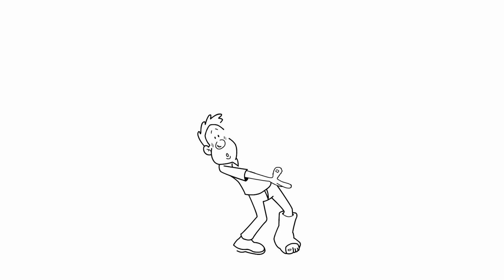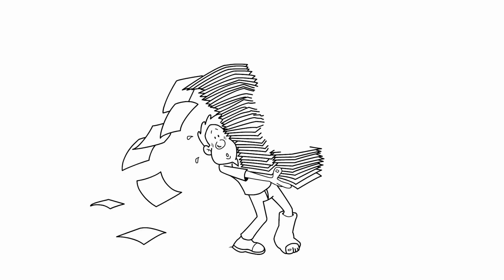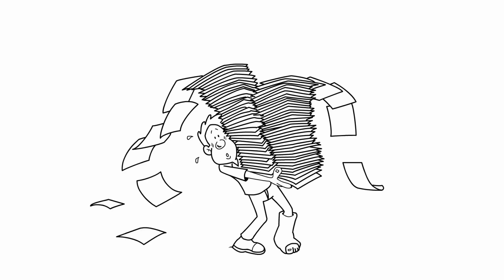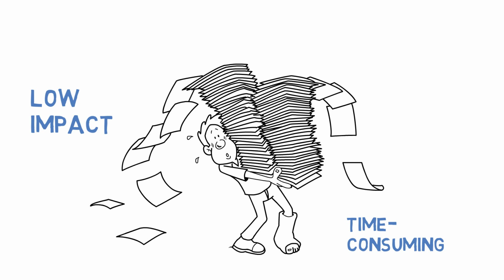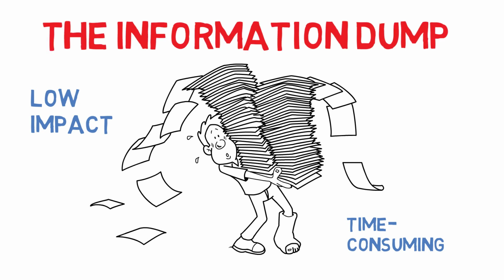The type of training I've described is what Cathy Moore calls an information dump. It's time-consuming to make, time-consuming to complete, unengaging, and has a very limited impact. The senior leadership have experienced this kind of training often enough to not take e-learning seriously as a tool that can contribute to business outcomes.